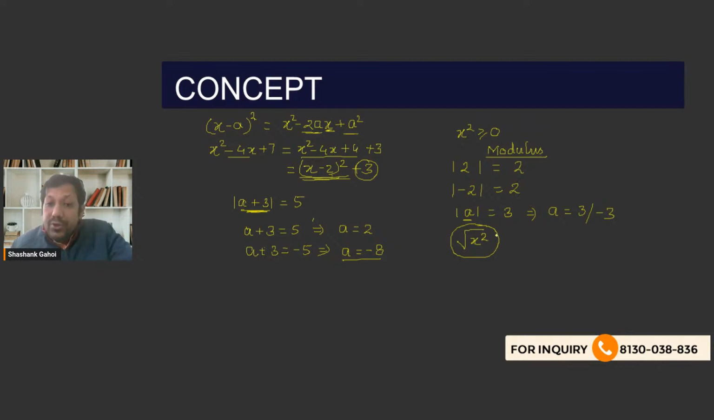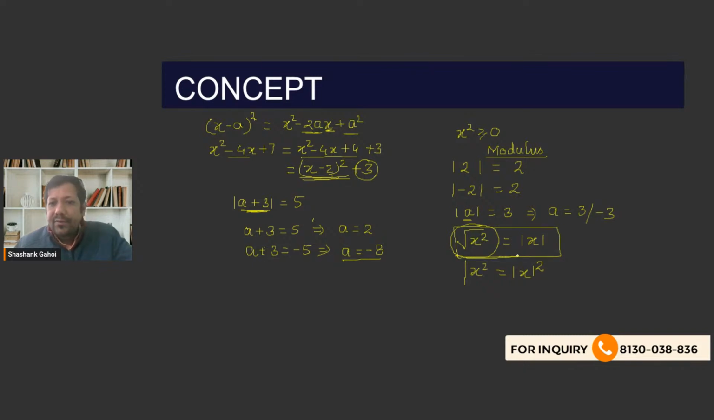No, that's not true, because the perfect square of any number can never be negative, so it is equal to mod of x. And we can also say that x square is also equal to mod of x whole square. So these are the important points that you need to remember for the exam.